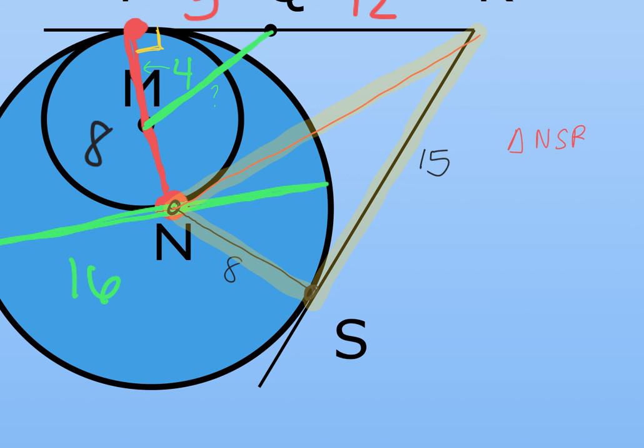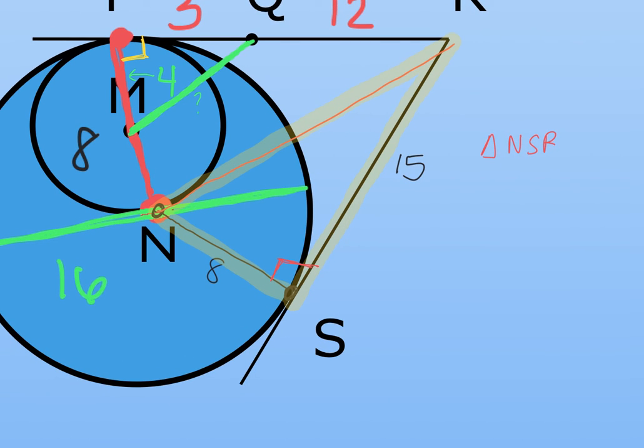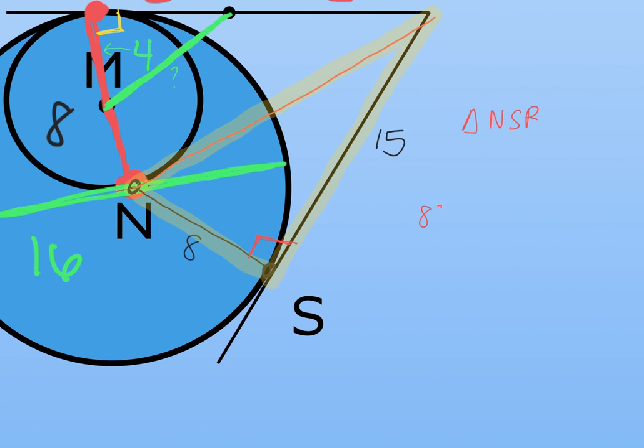Love it. We have a radius and we have a tangent segment. So this is our 90-degree angle. So if we're solving for this side over here, let's leave it as NR. Is NR a leg or the hypotenuse? Hypotenuse, okay? So we're gonna set it up as 8 squared plus 15 squared equals NR squared. Right? Do you guys agree? And this is going to be 64 plus 225 equals NR squared.